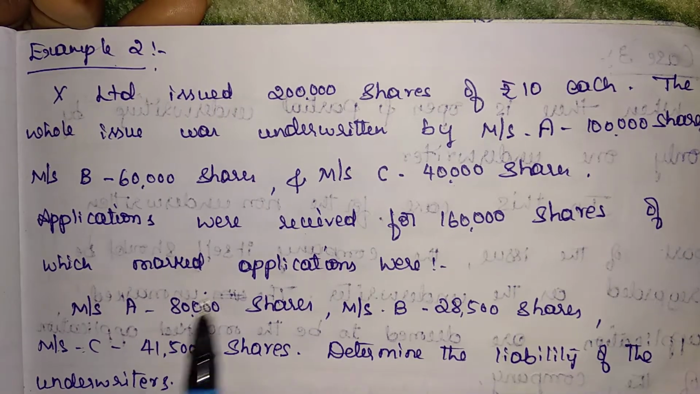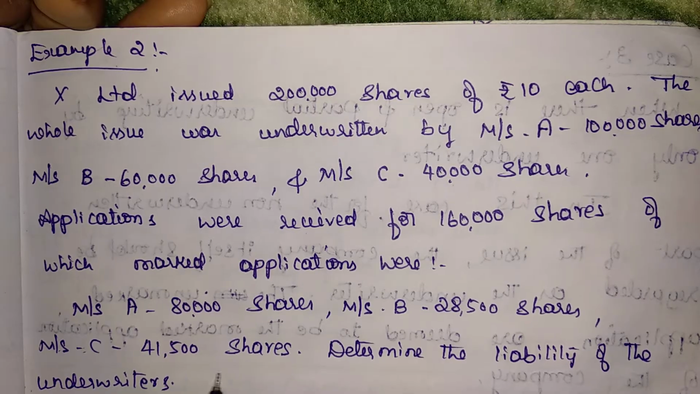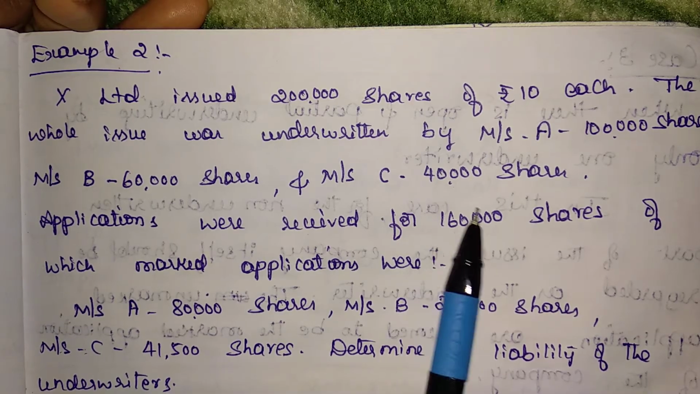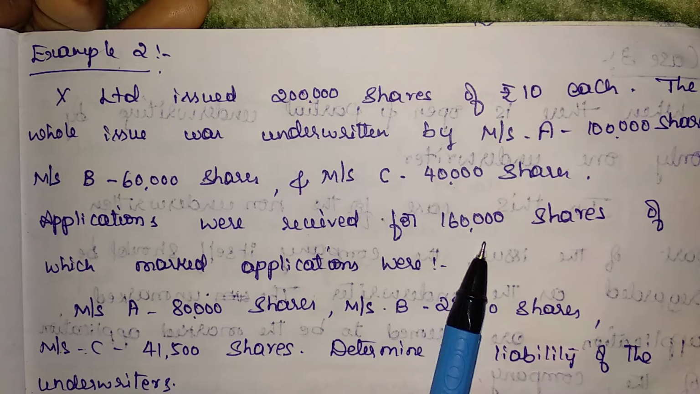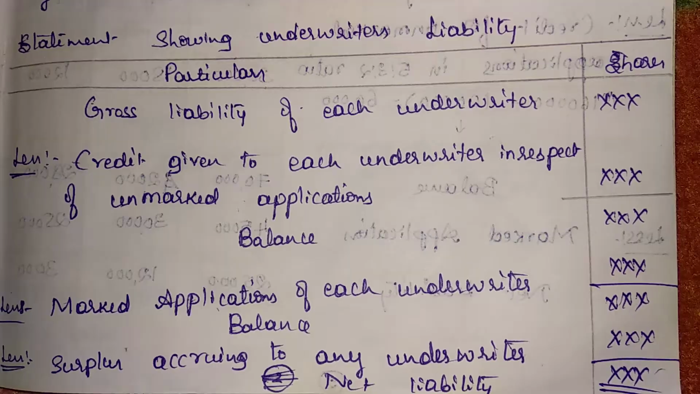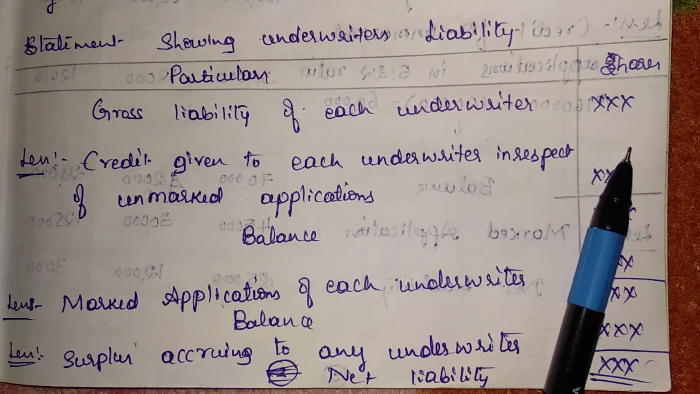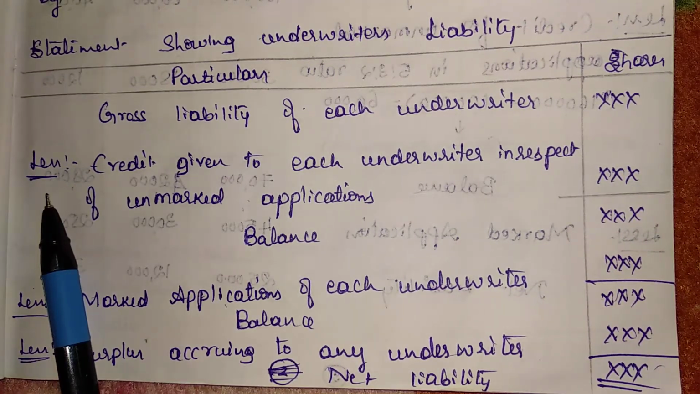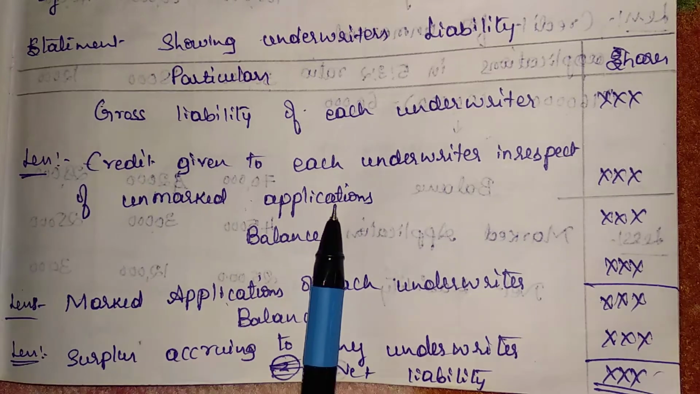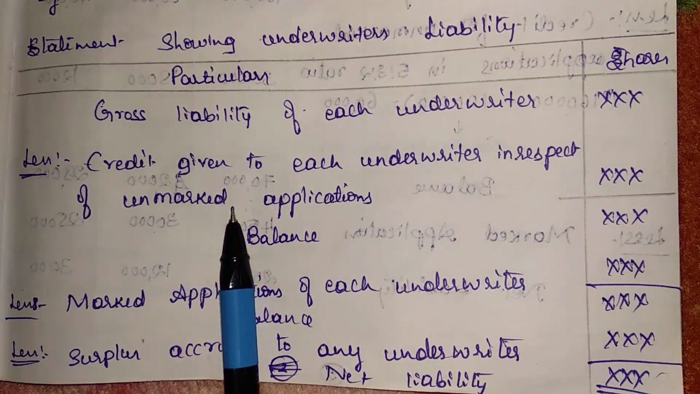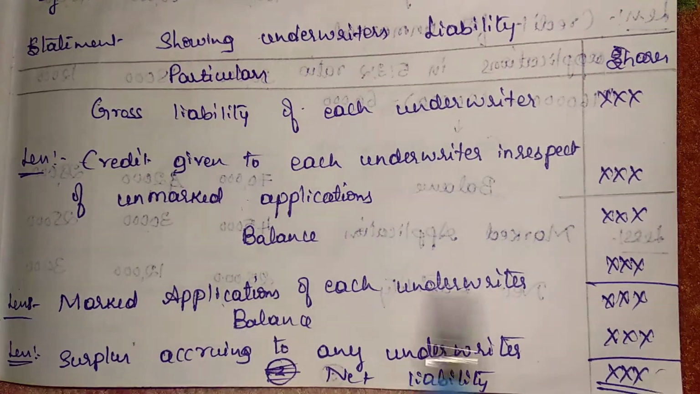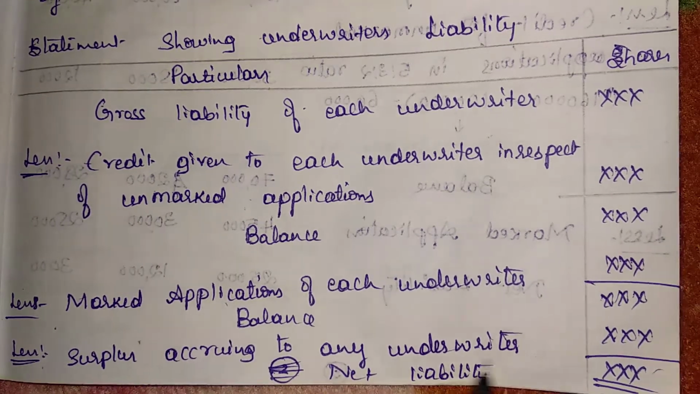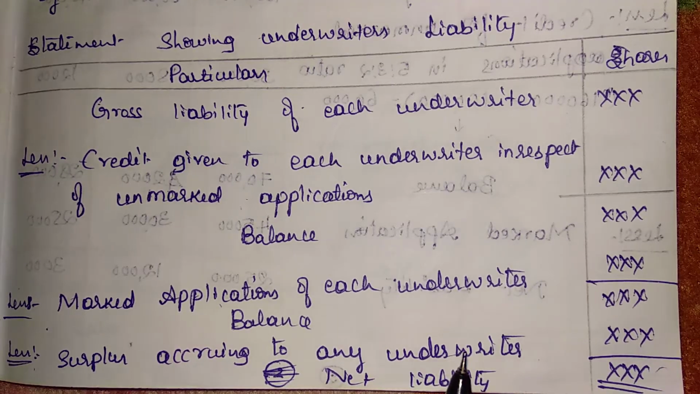Through underwriters this many applications came. We have to deduct this marked application from the total applications received from the public, and we will get the unmarked application. You already know the specimen, so I will explain once again. First, write the gross liability of each underwriter, that means how many shares are guaranteed by each underwriter. Then from that deduct the unmarked application, that is the credit given to each underwriter in respect of unmarked application. You'll get the balance. From that deduct the marked application of each underwriter. Finally, deduct the surplus accruing to any underwriter.